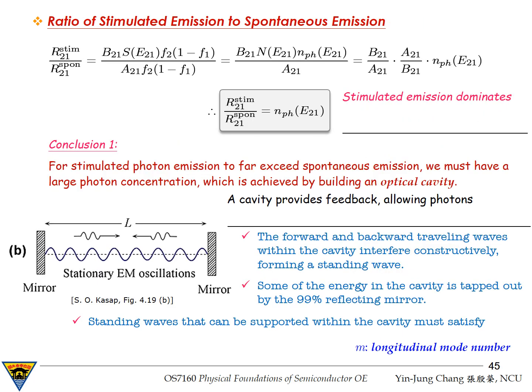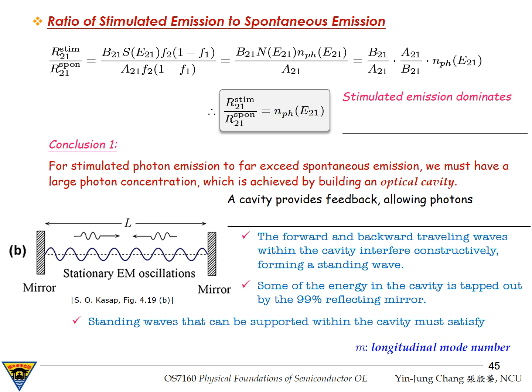Here we ask one important question. Under what condition does stimulated emission dominate over spontaneous emission? To answer this question, we take the ratio of the per unit volume stimulated emission rate to the per unit volume spontaneous emission rate and use the Einstein relation A21 equals B21 times the density of states for photons at energy E21. We obtain this result. This result is very simple and very important. The ratio of stimulated emission to spontaneous emission is equal to the average photon occupation number per mode.